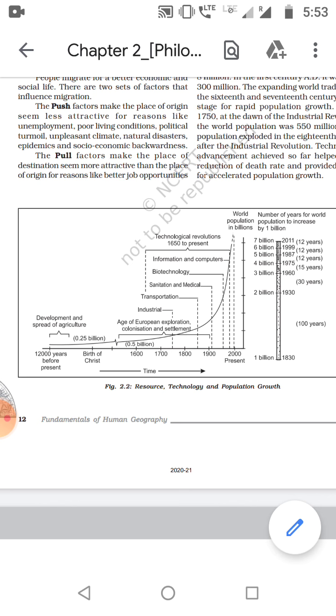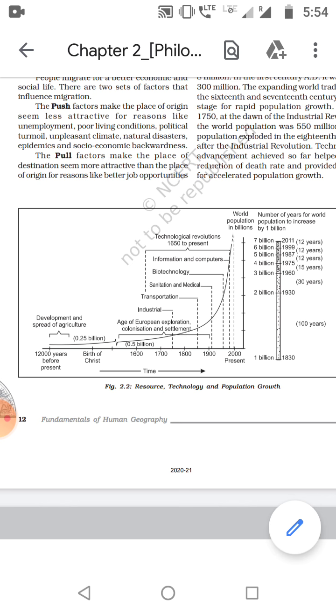The figure tells us the story of population growth: around 12,000 to 8,000 years ago, there was the development and spread of agriculture. The population was very few, less than a quarter billion. Then it increased to half a billion and so on.